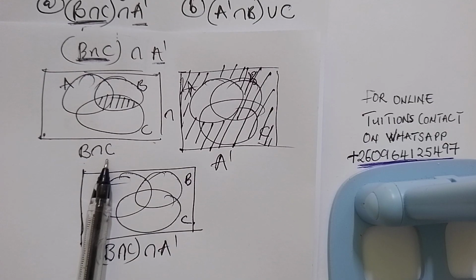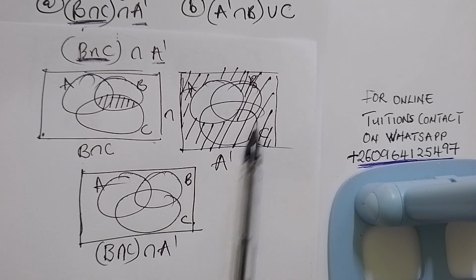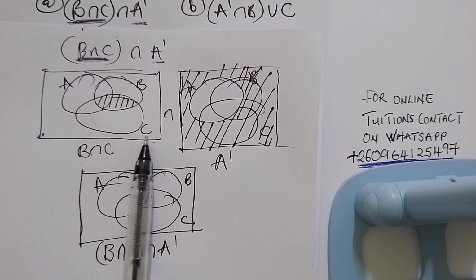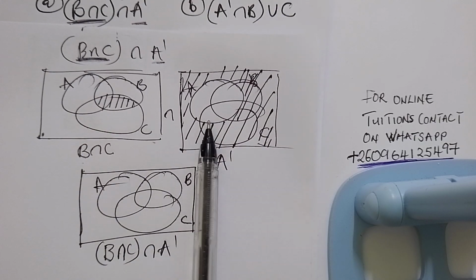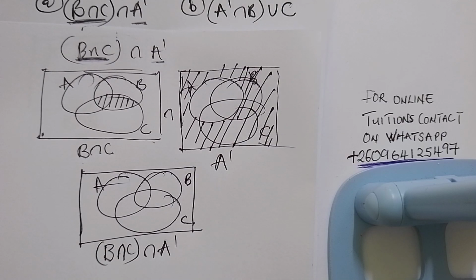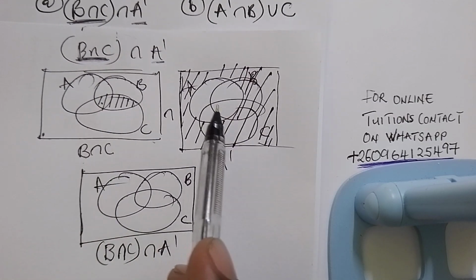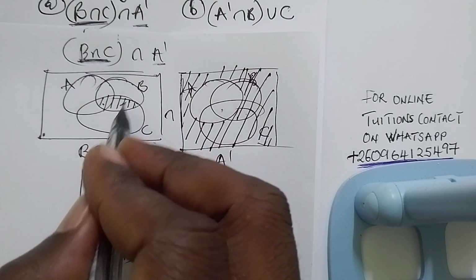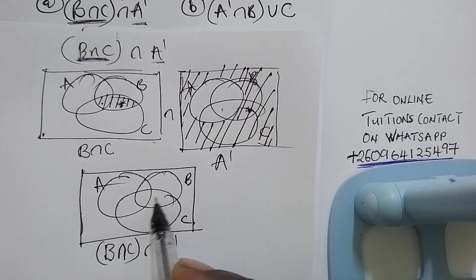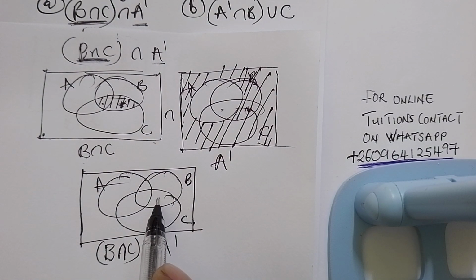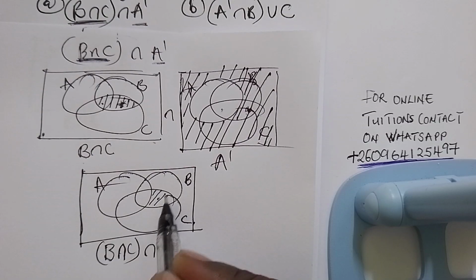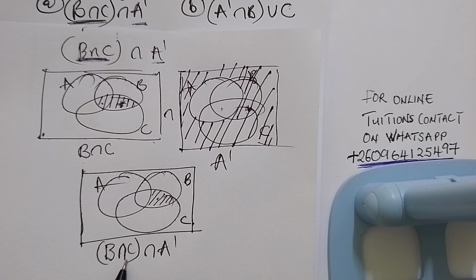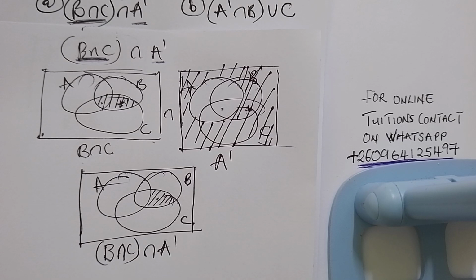Now, B intersection C, so this shading, then A complement, everything outside. Now I want to find the intersection, and the intersection is supposed to be the common parts that are shaded in both diagrams. So in this diagram here, the mid part is shaded, there it's not shaded. This part is shaded, also there is shaded. So this part is shaded, also that side it is shaded. This is the part that we are talking about. So if you shade this part here, this is B intersection C intersection A complement. You have shown this information, or you have shaded this set in the Venn diagram.